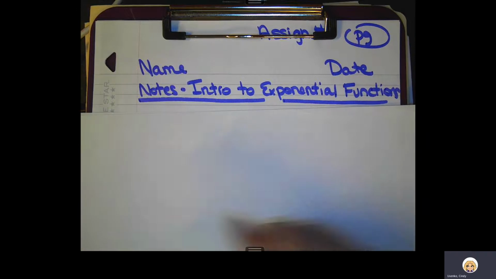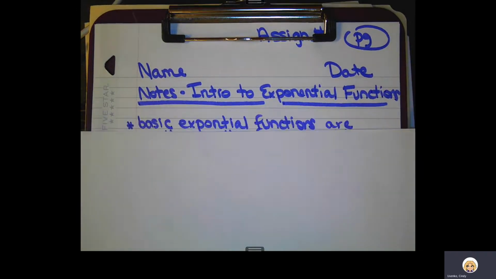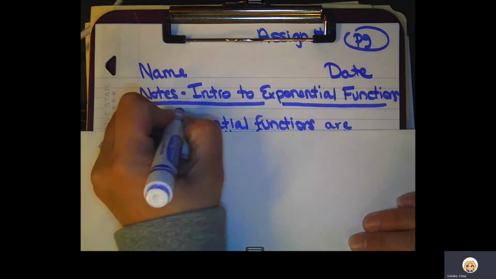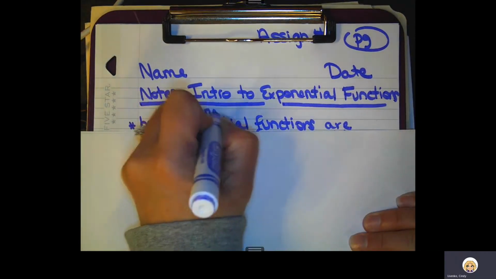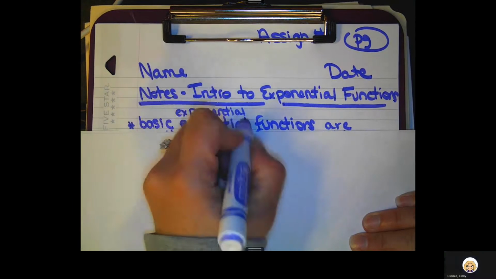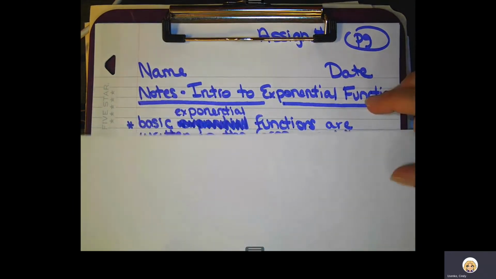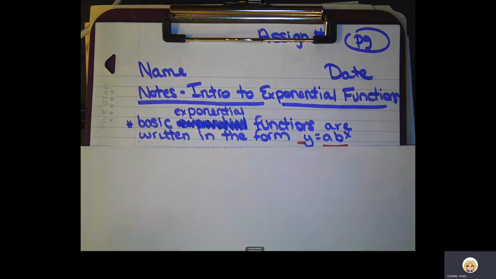We're just going to start off with a quick summary of a basic function. So can you write for me basic exponential functions? Just realized I spelled this wrong, so we're going to fix that. Basic exponential functions are written in the form y equals a times b to the x power. Make sure you pause if you need to.